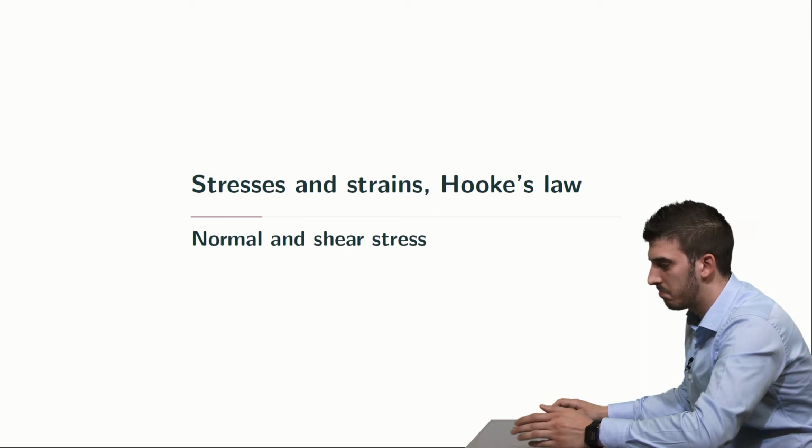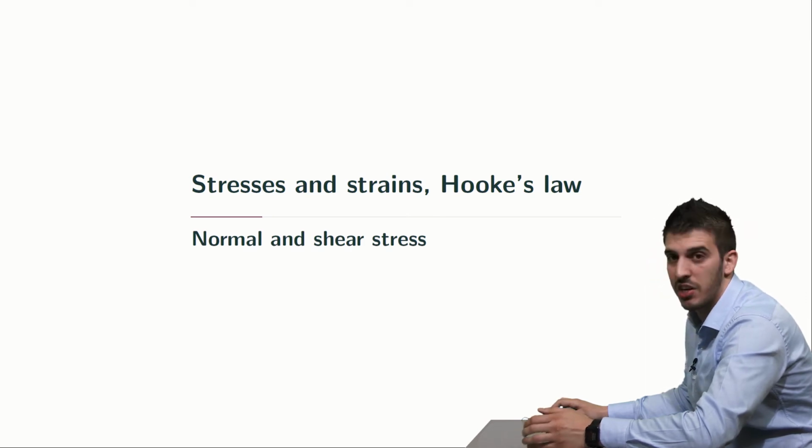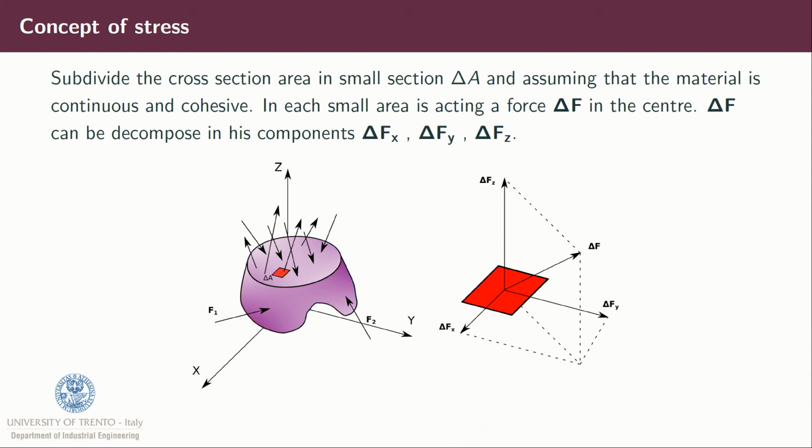So let's talk about normal and shear stresses. We can ideally subdivide a cross-section in small areas, delta A, and if we assume that the material is continuous and cohesive, we can state that there is a force, delta F, acting on this small delta A, and this force can be furthermore decomposed in delta Fx, delta Fy, and delta Fz. This can be done in all directions, and we can obtain a generic cube.